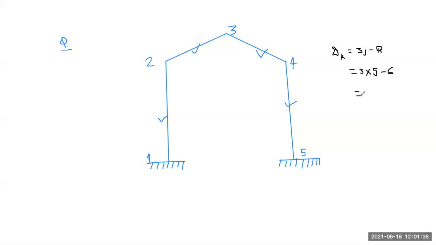The value of DK here will be 9, because here the total number of reactions is here 3 and here 3. So basically here is 3 reactions. Here is also 3 reactions. So basically 6 reactions. We have 6 reactions and the number of joints is equal to 5. So when we put 3 into 5 minus 6, so basically 15 minus 6 is equal to 9. So basically this is the right answer.